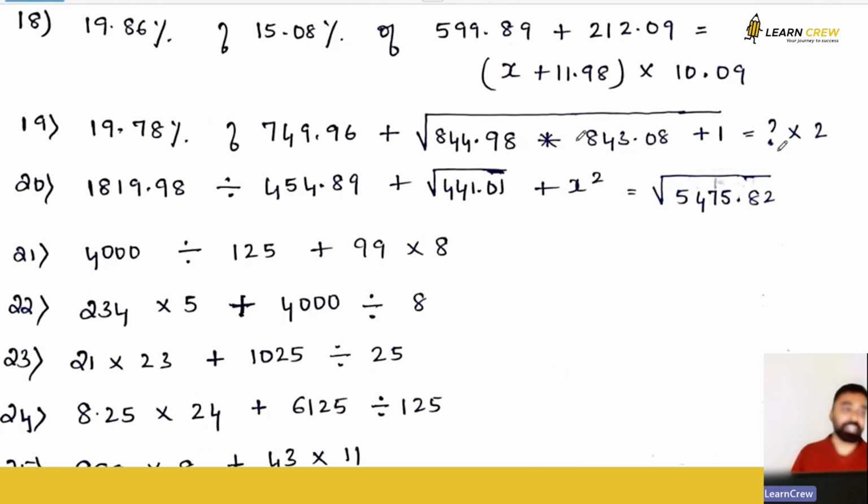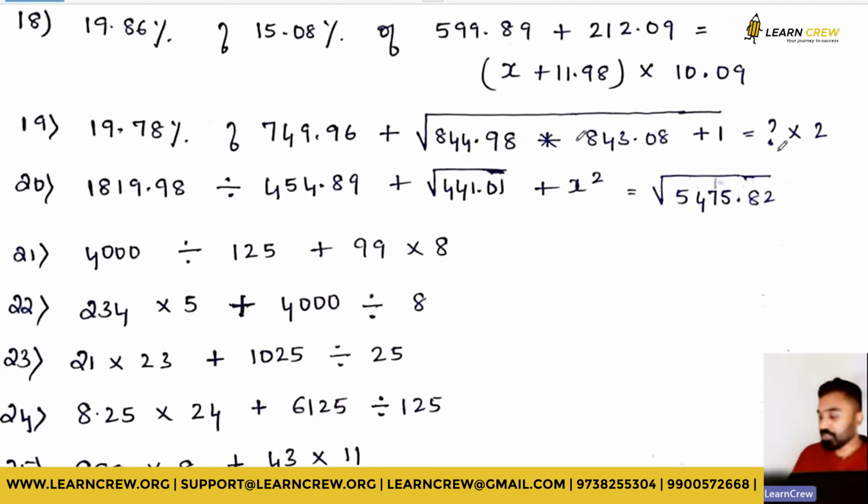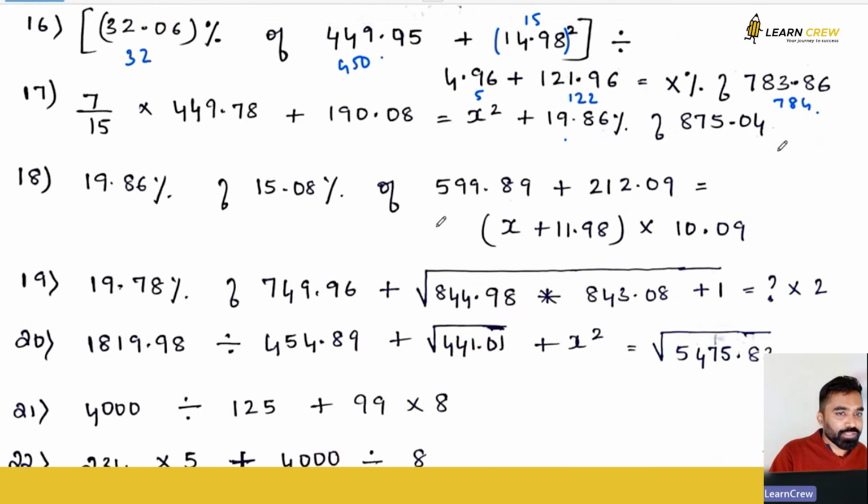Okay, the next one, 19.86% of 15.08% of 599.89 plus 212.09 equal to x plus 11.98 into 10.09. Quick. Did I miss some question? Yeah, I missed some question, I think. Okay, do the 17th one.